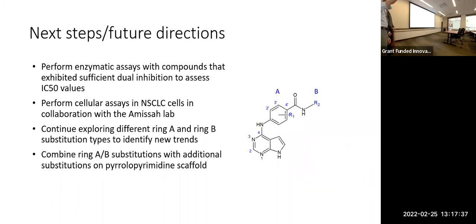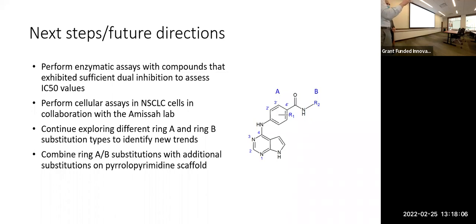So just wrapping up with what comes next on this work. We'll take the molecules that appear to perform well in those inhibition studies, and we'll perform enzymatic assays to get IC50 values. This will be closer to being clinically relevant in designing drug candidates than percent inhibition would be. We'll also look at how they perform in non-small cell lung cancer cells. That'll be in collaboration with the AMISA lab.